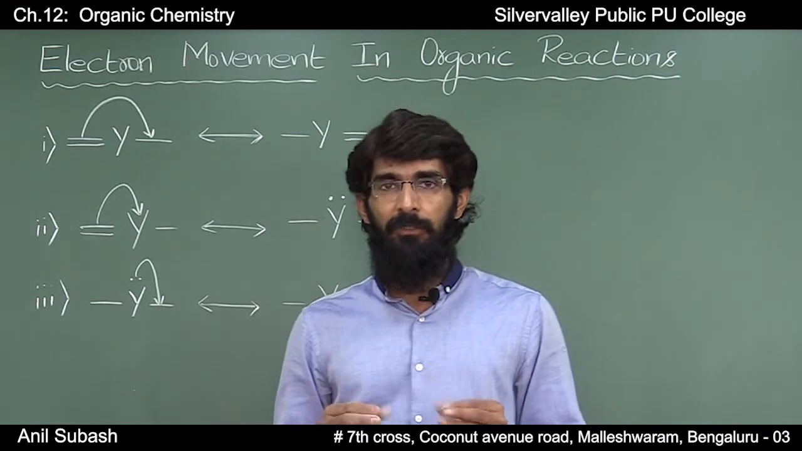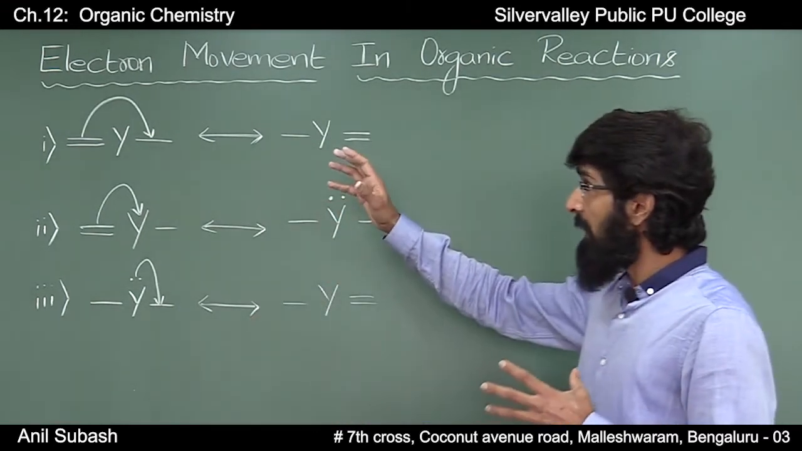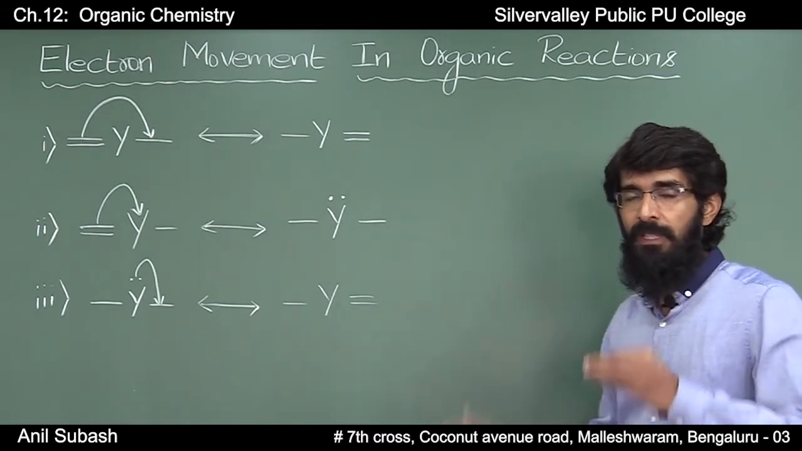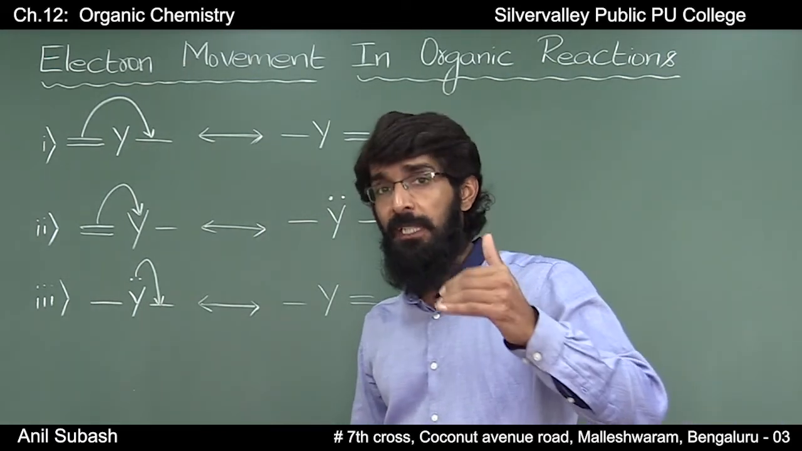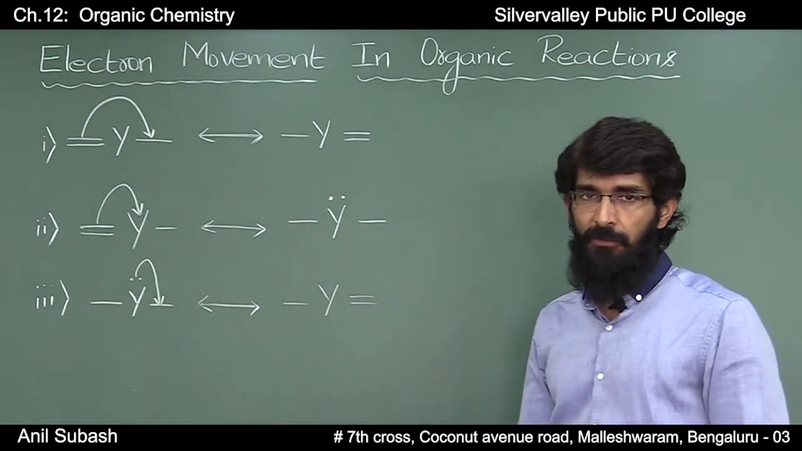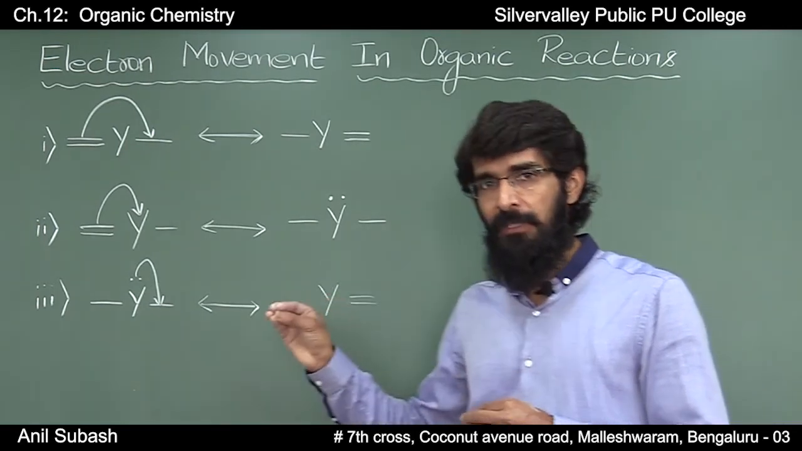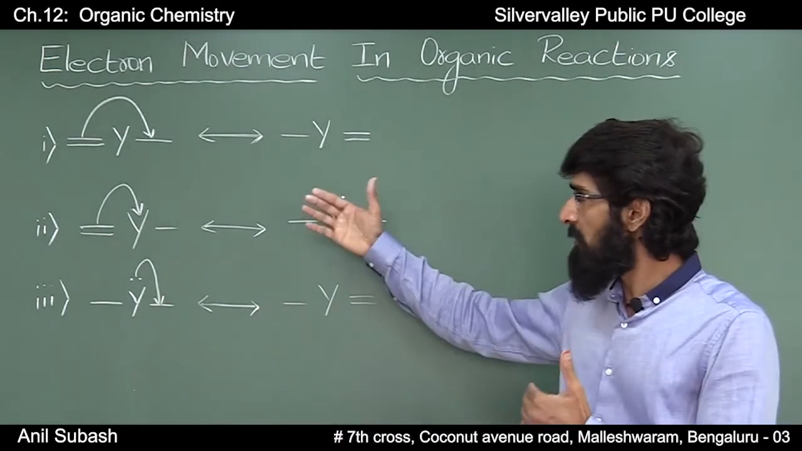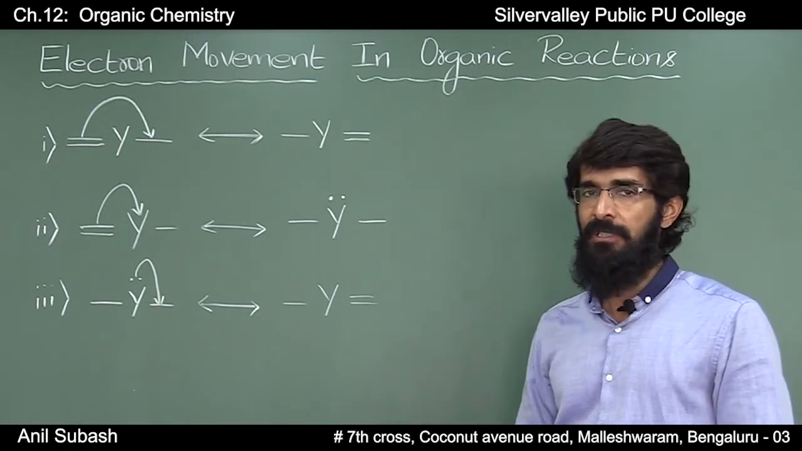A chemical reaction may be considered as the rearrangement of electrons, and the movement of electrons is represented by curved arrows. Coming to the electron movements in organic reactions, the movement of electrons, as I have told you, is represented by curved arrows. Now let us take some examples which show the movement of electrons in organic reactions.